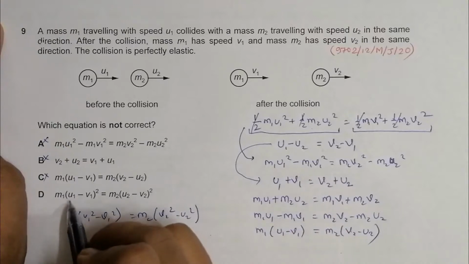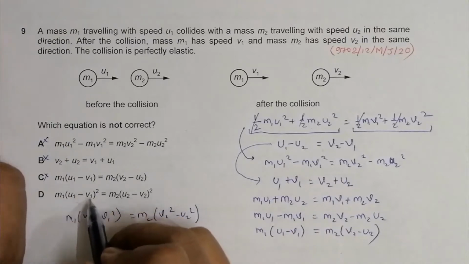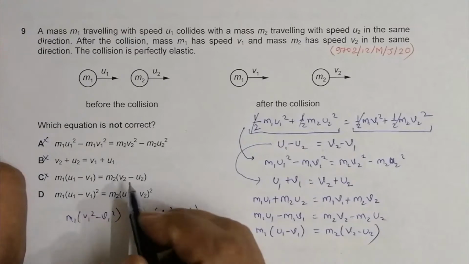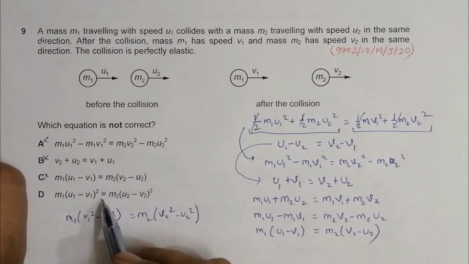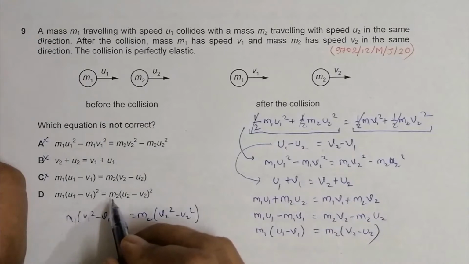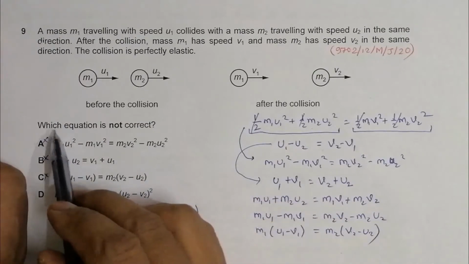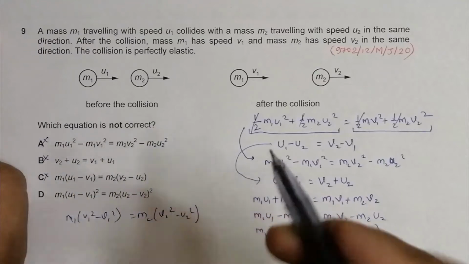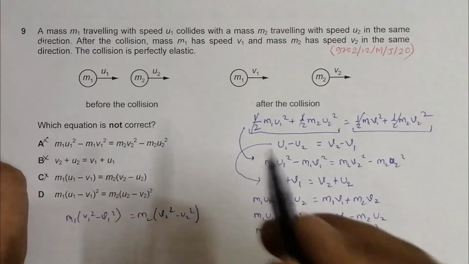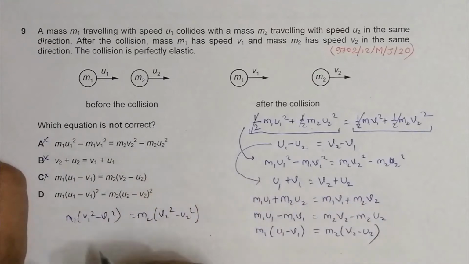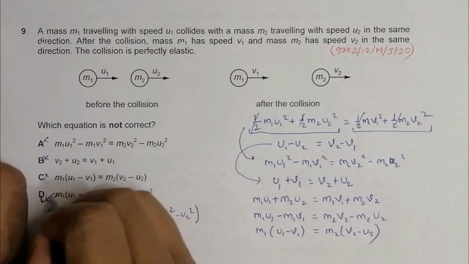When I open up the bracket, it will be u1 square plus v1 square minus 2 u1 v1. So definitely that thing cannot be equal here. So this thing is untrue, and it qualifies as the correct answer because the question asks which equation is not correct. So we have to go for the wrong equation. The wrong equation becomes the right answer. So this is the proper answer choice.